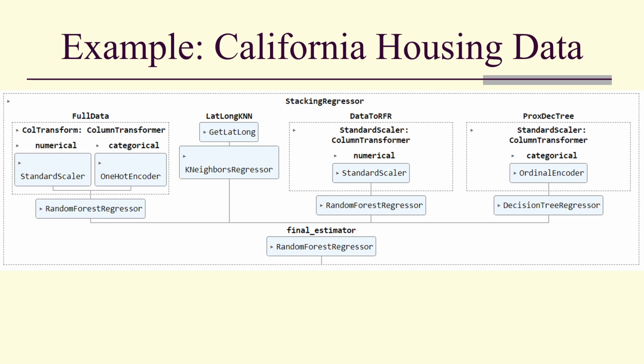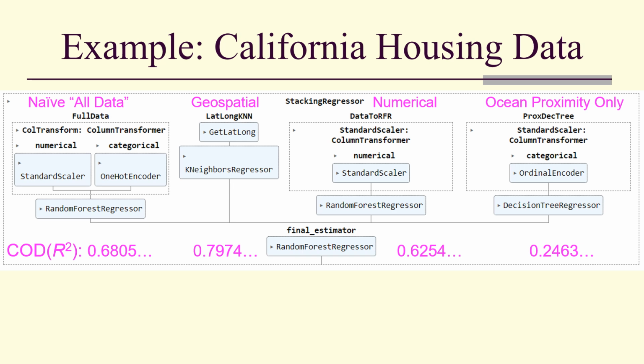So here we have 4 pipelines. The first is what would happen if somebody that didn't know data science just said, well, I know enough to standard scale the numerical and one-hot encode the categorical and apply a random forest. The second pipeline is our geospatial, the third is our numerical, and the fourth is a decision tree on our single categorical variable of ocean proximity. Here are their coefficients of determination.